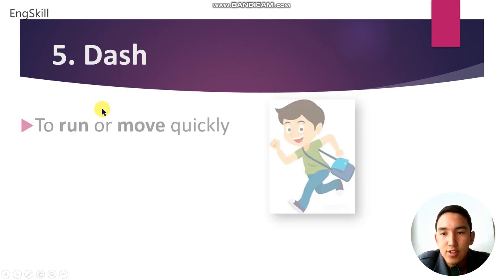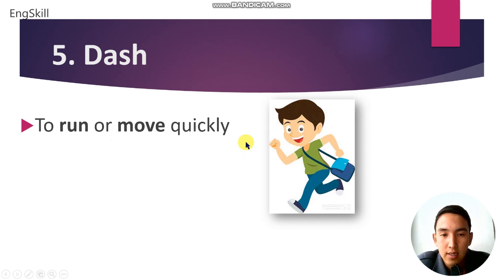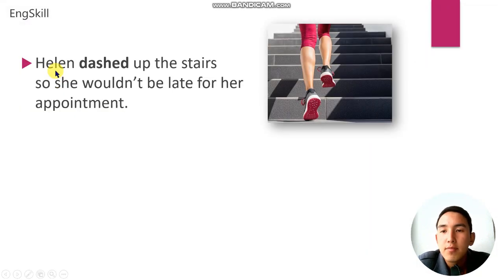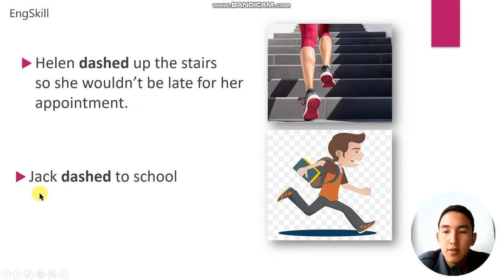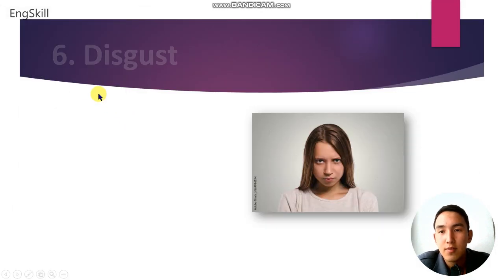Number 5 is dash. Dash means to run or move quickly. For example, Helene dashed up the stairs so she wouldn't be late for her appointment. Another one, Jack dashed to school. As you can see, this is Jack and he is running to school.